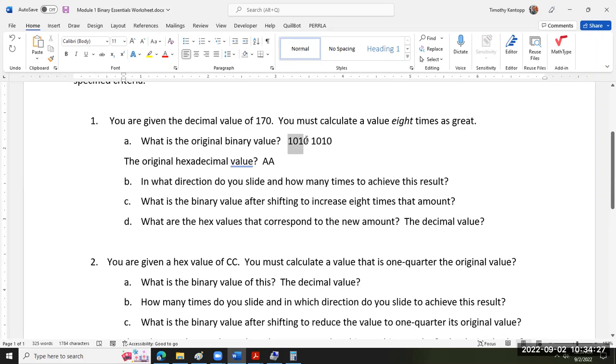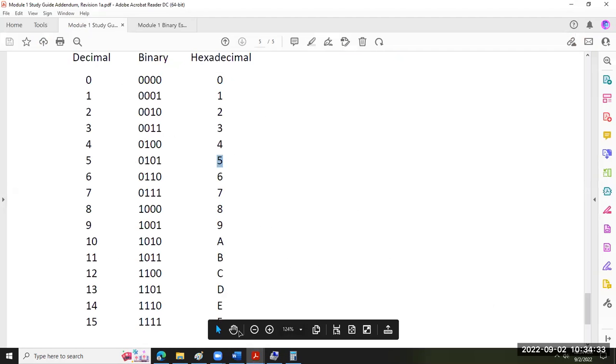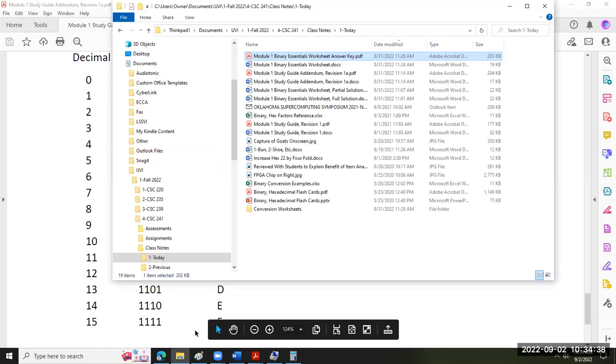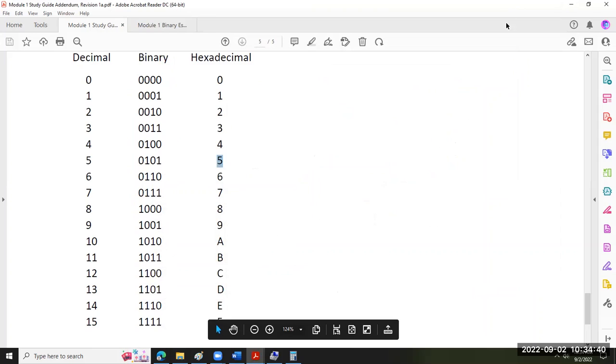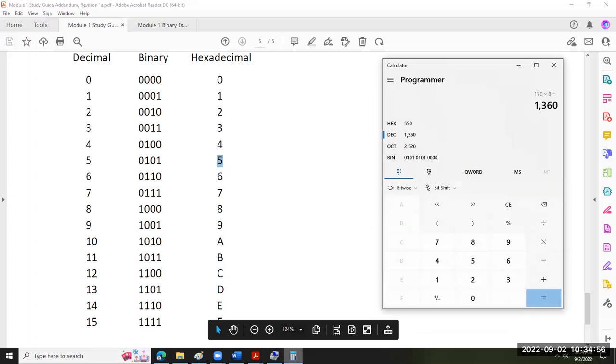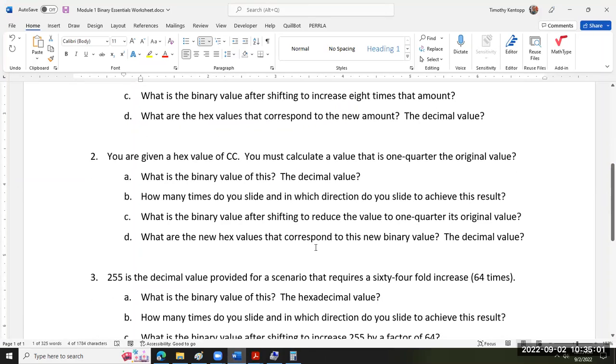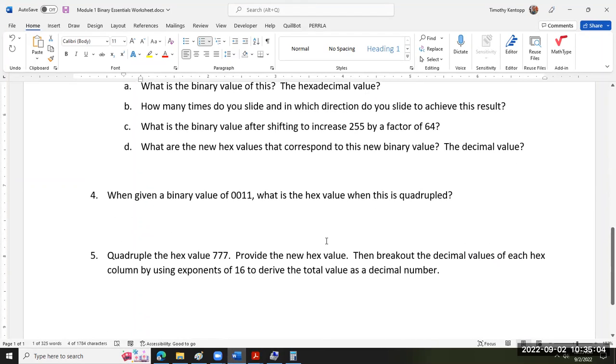See, I know 1010 is A. I don't even have to think about it. Once I know this table, I can just look at a binary value and go, oh, that's AA. And see, here's what's going to happen: you're going to have a job interview, or you're going to be working on low-level programming challenges, like bit-level operations in C++ or something. And they're going to ask, how do you know this? And you're like, well, computer architecture, right? Does anyone care to review one of the items on the worksheet directly in class?